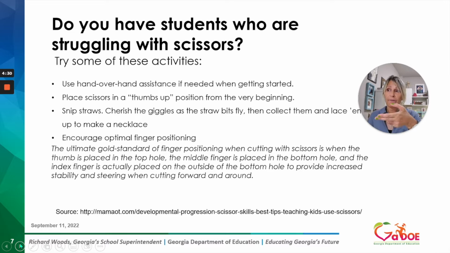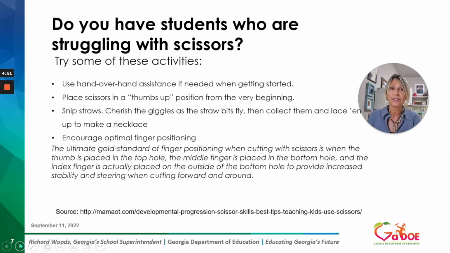Encourage them to have the thumbs up position from the beginning. A lot of them are still kind of going sideways and making little snip, snip, snips. You can have them practice with a plastic straw, snipping the straw. It gives them kind of instant gratification, seeing the little pieces of straw fly through the air. And then encourage optimal finger positioning.